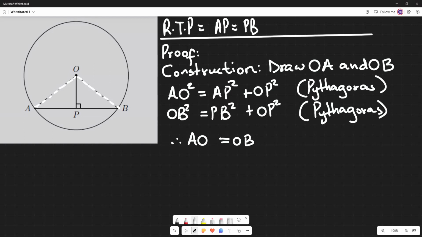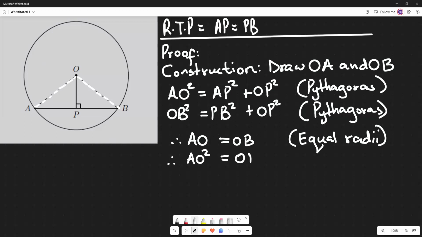But ladies and gentlemen, we know that AO and OB are equal. Why? They are radii. You can say equal radii. Remember, radius of the same circle, in plural we say radii. So the length from here to there is the same as the length from there to there. The reason is radius, the radius of the circle is equal. Therefore, we can conclude that AO, if we add the squares, is still going to be the same. So I introduced the square there, introduced the square there.